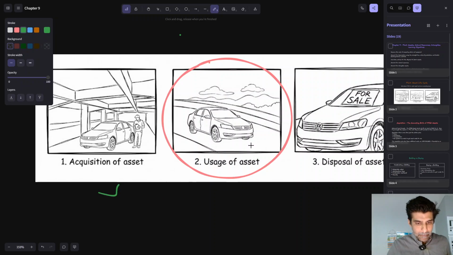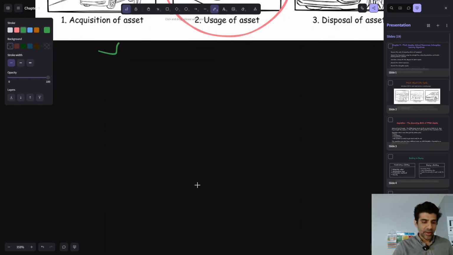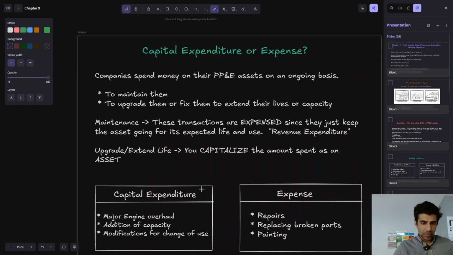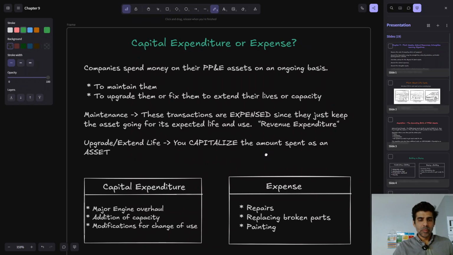Okay, so now we're going to move on to the usage. This second stage, where we've bought the asset, we've put it into place, and now it's living out its useful life. How do we account for that stage of its life? Well, before we do that, let's first differentiate between capital expenditure and expense.